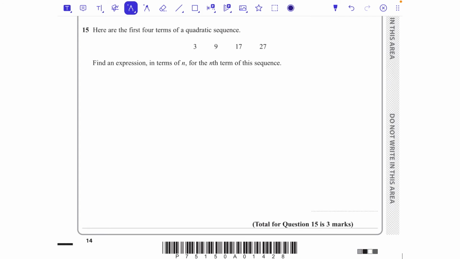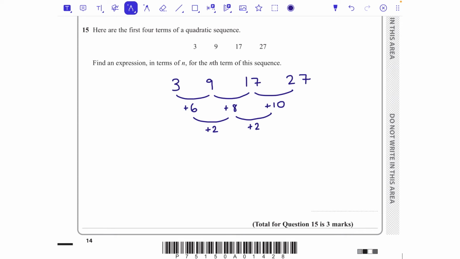Question number 15. Here are the first 4 terms of a quadratic sequence. Find an expression in terms of n for the nth term. So I've got 3, 9, 17, 27, just writing it a bit bigger. Now the first difference, that's gone up by 6, that's gone up by 8, and that's gone up by 10. Now for a quadratic nth term, that first difference is not going to be the same. So then we're going to do the second difference, the difference of the difference, add 2.